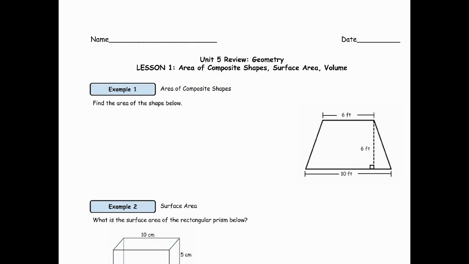Unit 5 Review Geometry. Lesson 1 Area of Composite Shapes, Surface Area, and Volume. Example 1 Area of Composite Shapes.